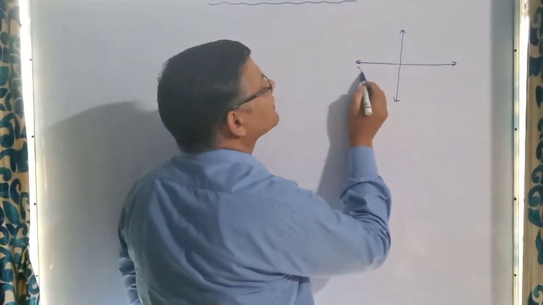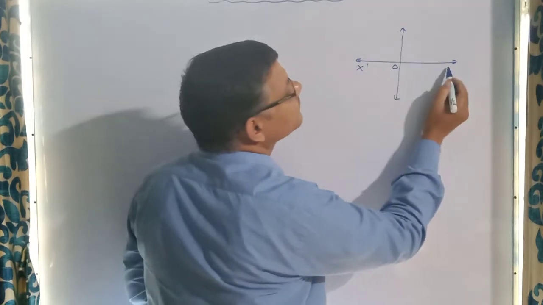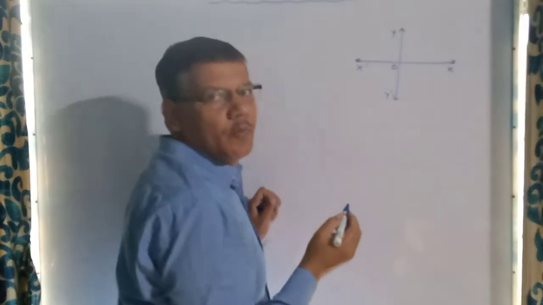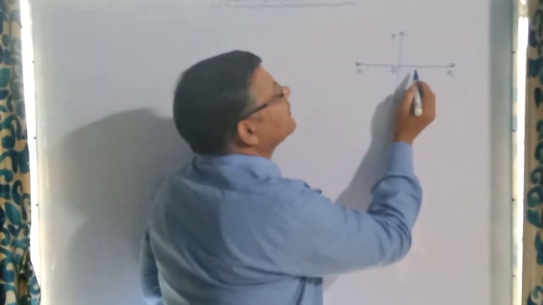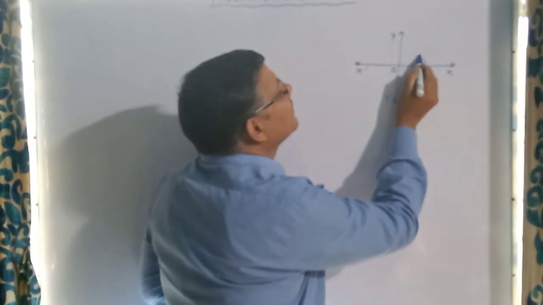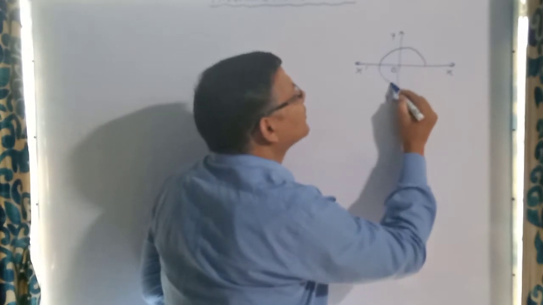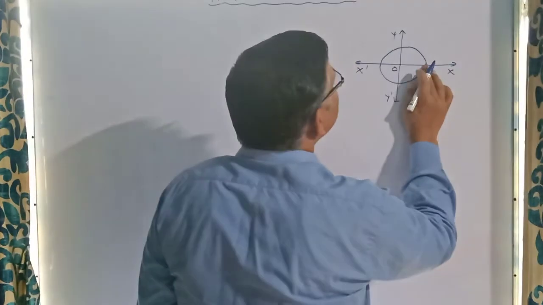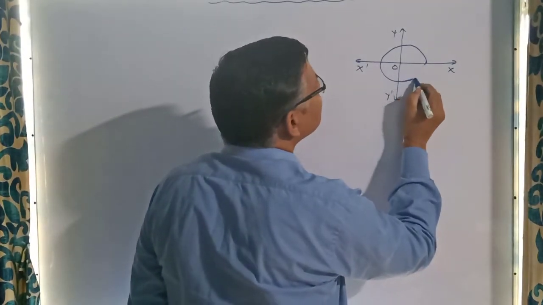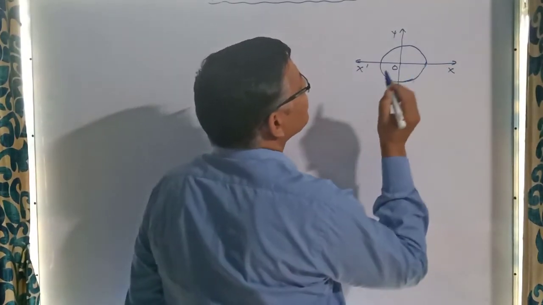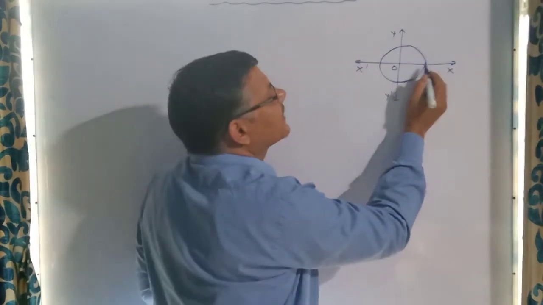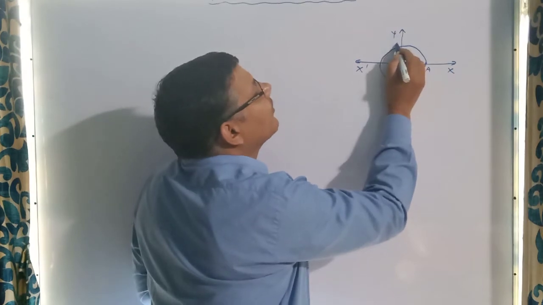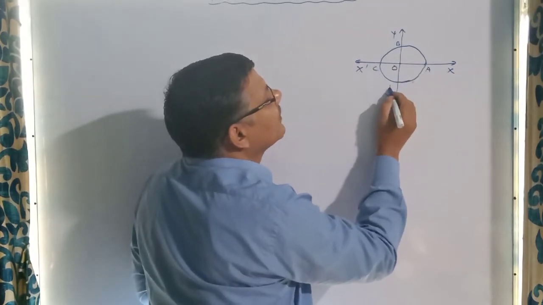coordinate axes. This is your x-axis and this is your y-axis. Now, with O as center, a unit circle is drawn. Since it is a unit circle, what does unit mean? Its radius is 1 unit. This is the circle. Let it intersect the coordinate axes at the points A, B, C, D.